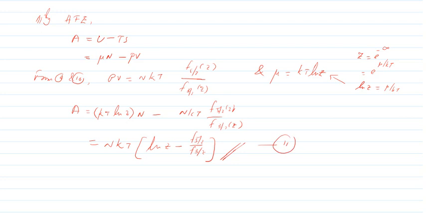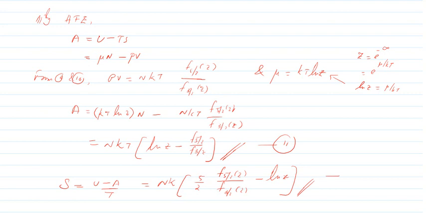Similarly, you can get entropy. S is equal to U minus A by T, which finally can be obtained as Nk into something. Please try it out if you have time, otherwise just go through this from any of the standard books. This is just a matter of algebraic manipulations. So that is equation number 12. That's about the derivation of the thermodynamics of a system of ideal Fermi gas.